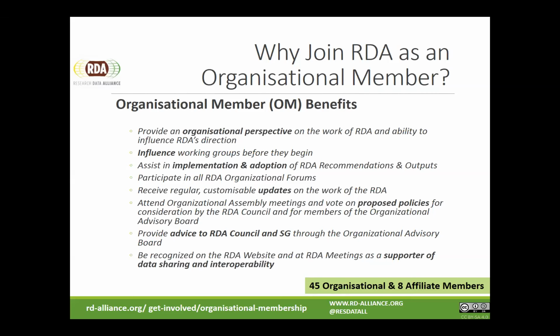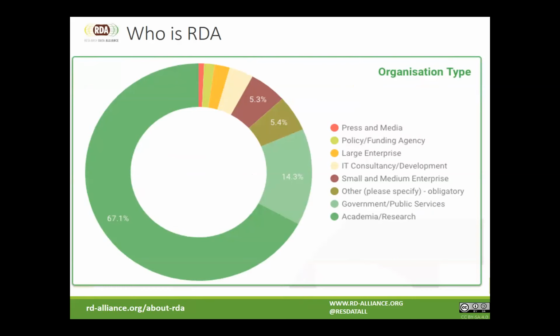You also get to attend meetings of the organisational assembly. You get votes on proposed policies. You get a voice on the council through the organisational advisory board, which you get the chance to put your members up for election to. It's a two-way street there: as well as being able to provide input to council, we get regular briefings from council and from the secretariat through Hilary to the organisational assembly. And there's recognition of the contribution your organisation makes as a supporter of RDA. One of the benefits RDA gets out of this is that it's a slightly different voice.